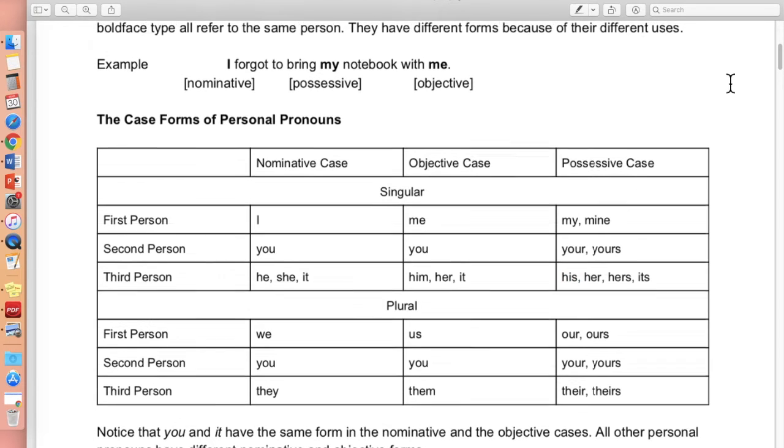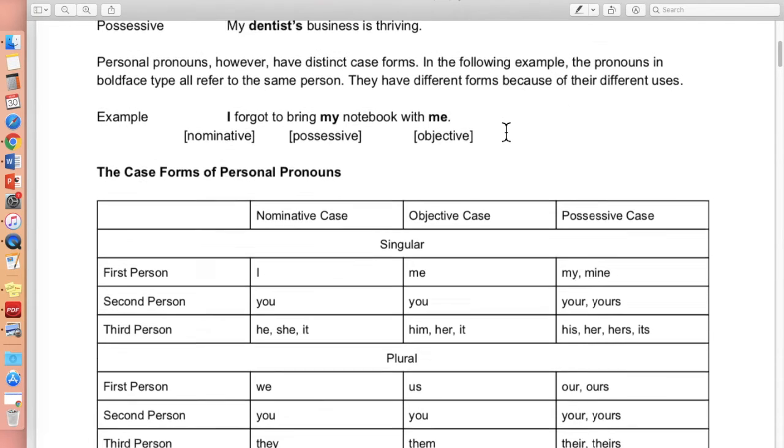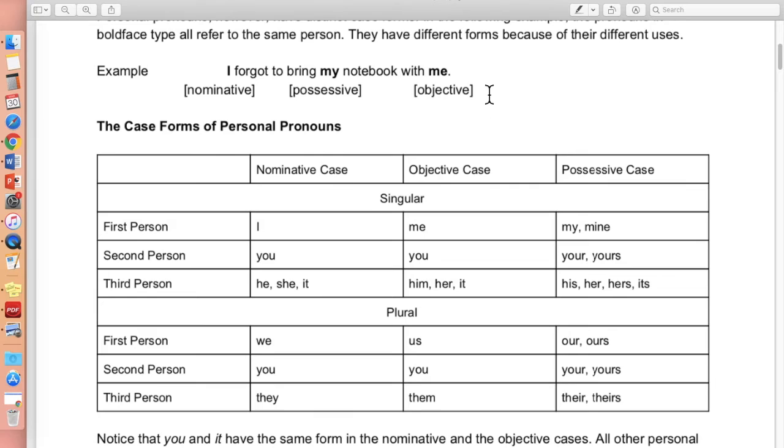Personal pronouns, however, have distinct case forms. In the following example, the pronouns in boldface all refer to the same person. They have different forms because they're different uses. Okay, so here's a sentence that has all three forms at the same time. I forgot to bring my notebook with me. An example of all three right there.